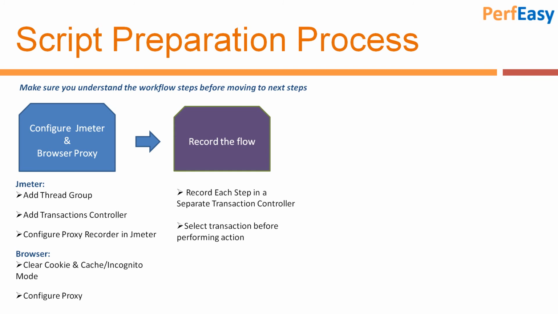Make sure to select the transaction in the JMeter before we perform a specific activity. For example, if we are going to login, then before that in the JMeter select that transaction login and then perform that login activity on the browser, so that the recording happens in the correct transaction. We will get more clarity on how we do these things once we start looking at the JMeter screen.